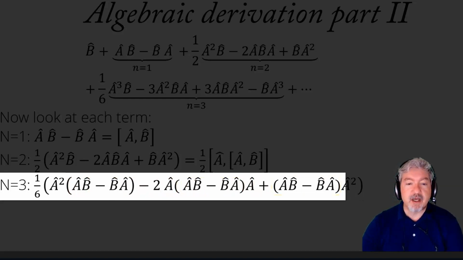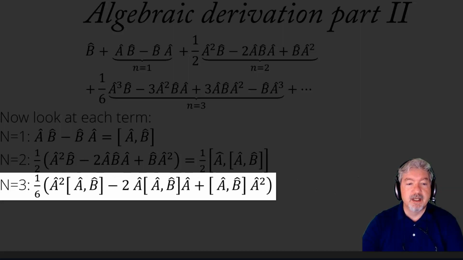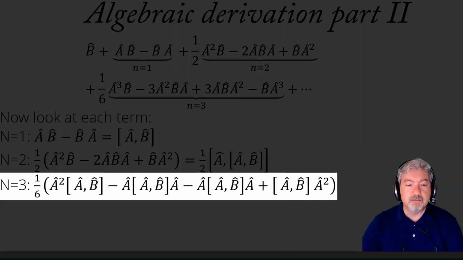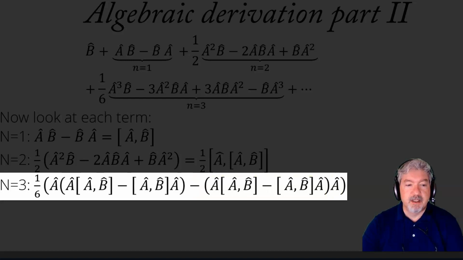So let's rewrite those commutators as the commutators. And now I'm going to split that middle term into a minus 1 and a minus 1. And I'm going to look at the fact that I can pull out a factor of a from the left on the first two terms. I'm going to pull a factor of a out from the right on the last two terms.